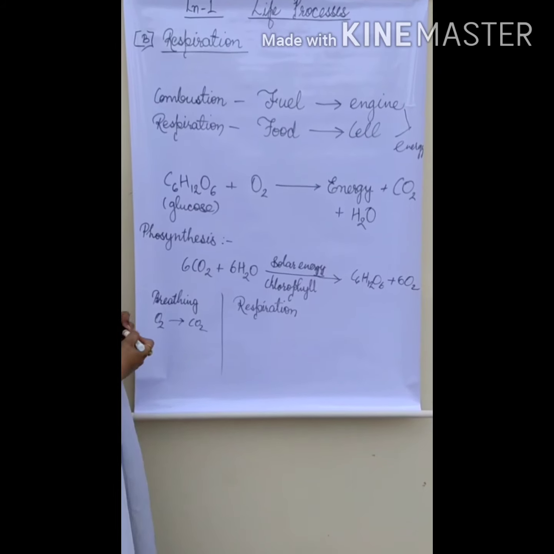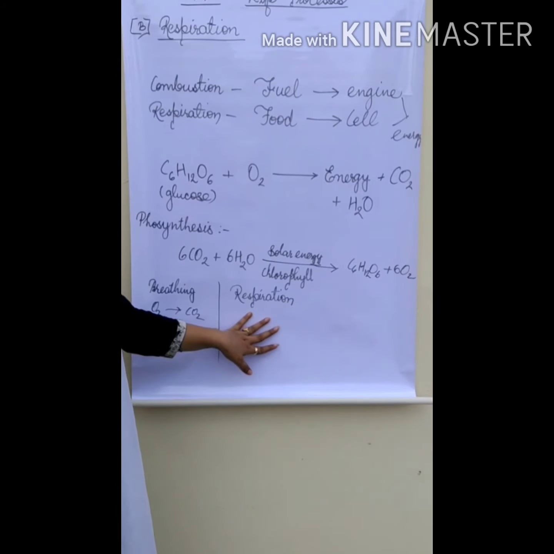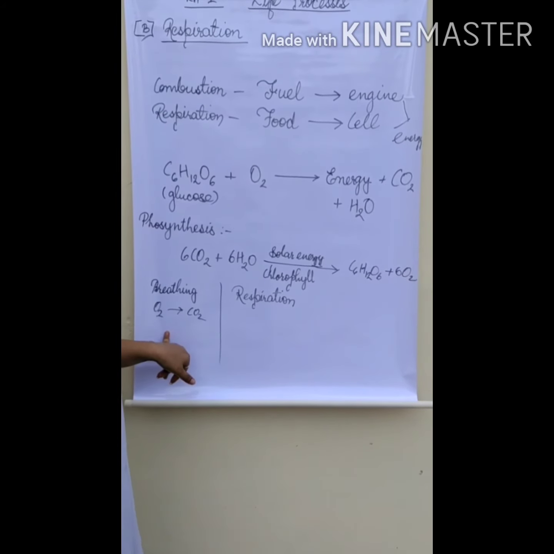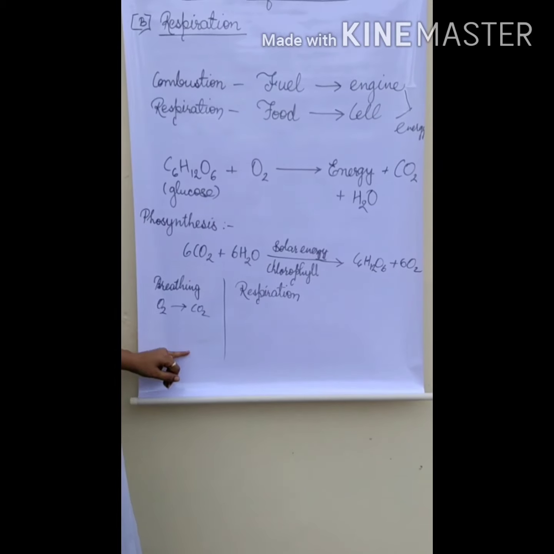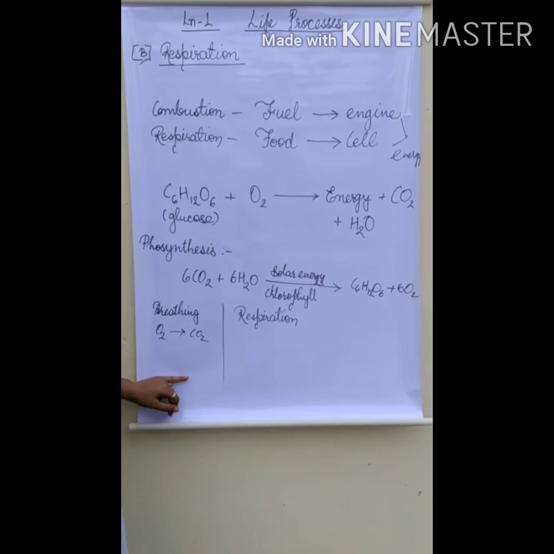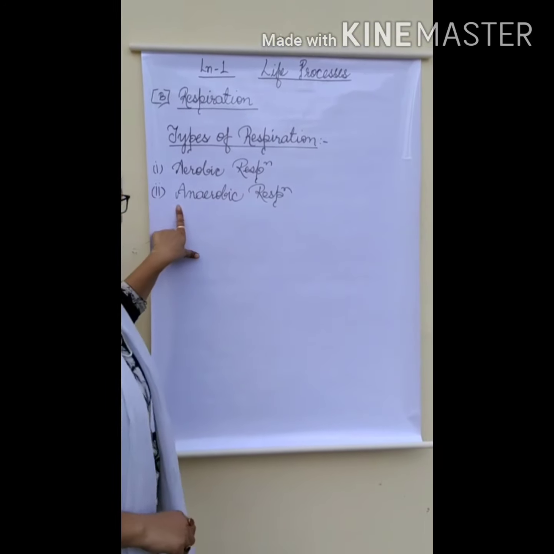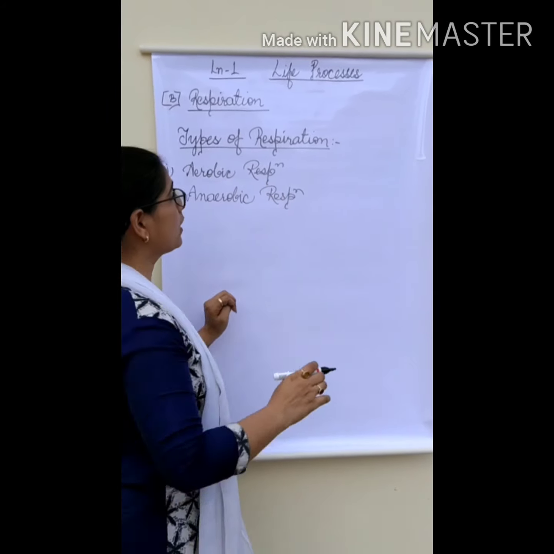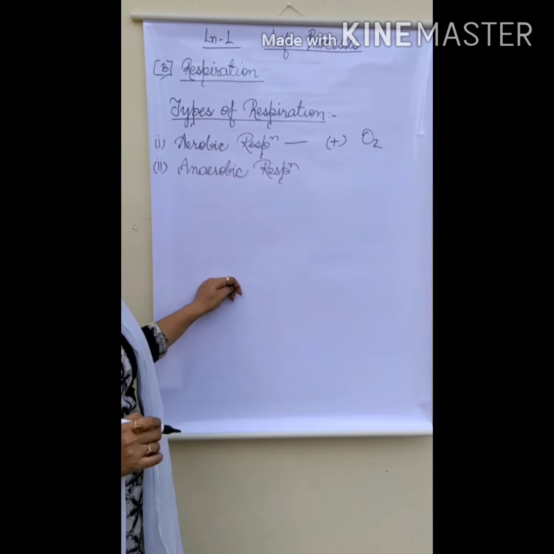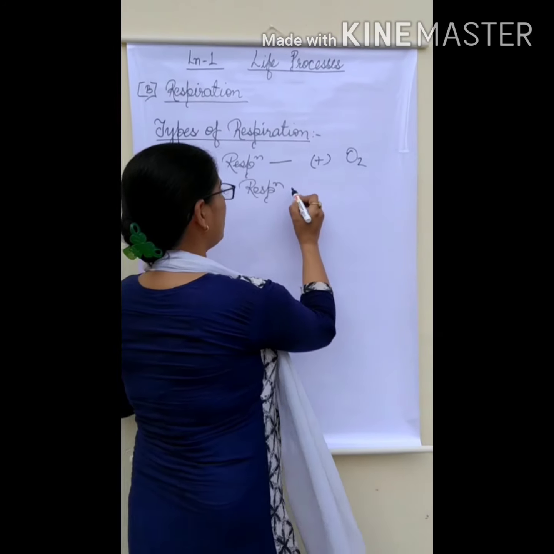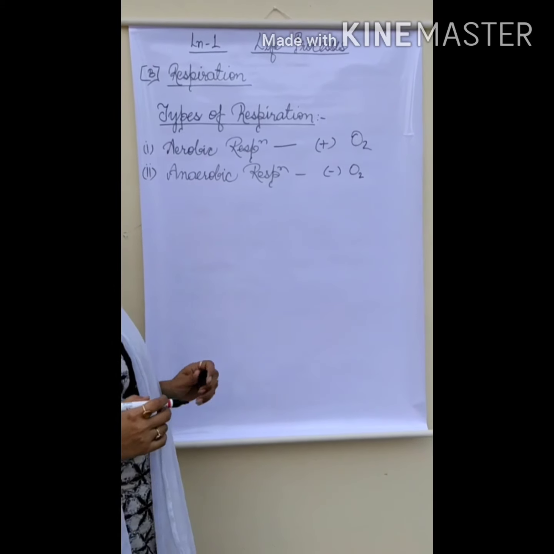So I have told 3 points. First, breathing is exchange of gases, whereas respiration is burning of glucose. Second, breathing is a biophysical process, whereas respiration is a biochemical process. And third, breathing is a voluntary process, whereas respiration is an involuntary process. Types of respiration: aerobic respiration and anaerobic respiration. When respiration occurs in presence of oxygen, it is called aerobic respiration. And when respiration occurs in the absence of oxygen, it is called anaerobic respiration.